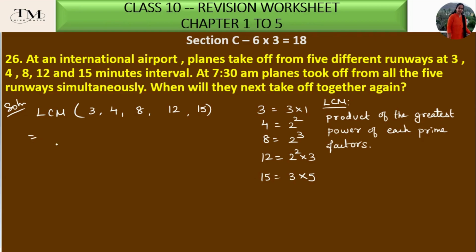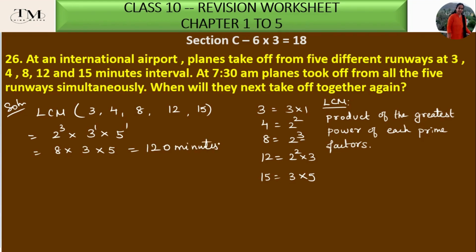Now its LCM will be the product of the greatest power of each prime factor. Let us take the first prime factor as 2. The greatest power is 3, so 2 power 3, into the next prime factor 3. All have the power 1, so 3 power 1. The next prime factor is 5, which also has power 1. So 2 cube is 8, 3 power 1 is 3, into 5. 8 3s are 24, and 24 into 5 is 120. So the LCM equals 120 minutes.